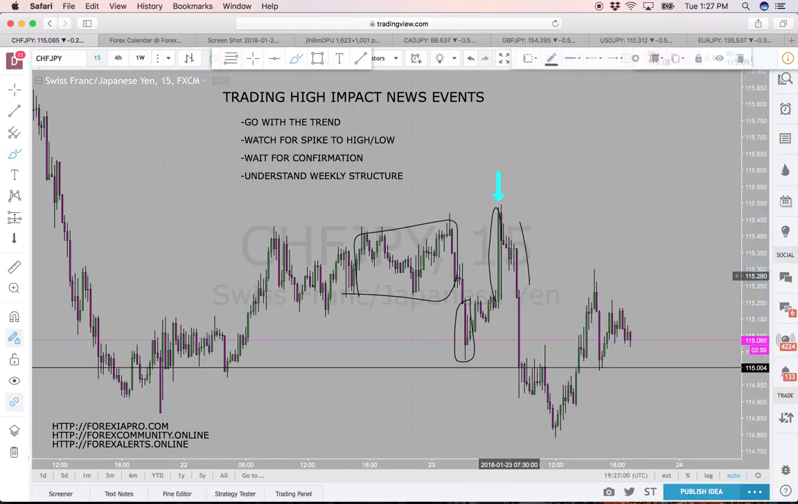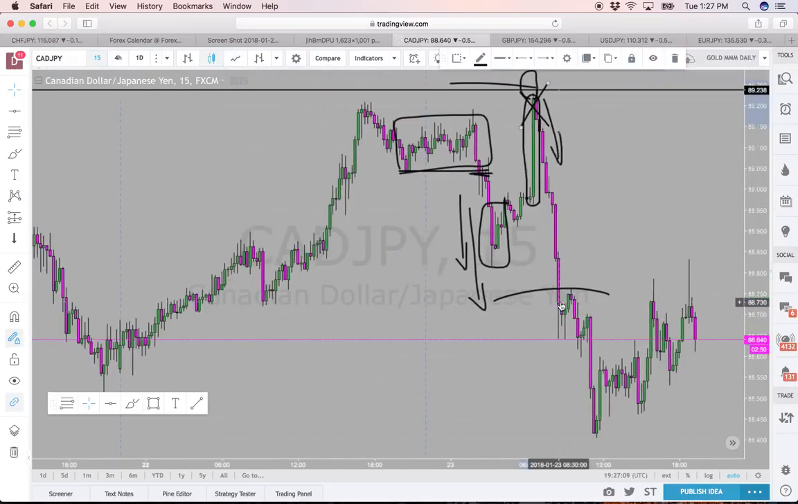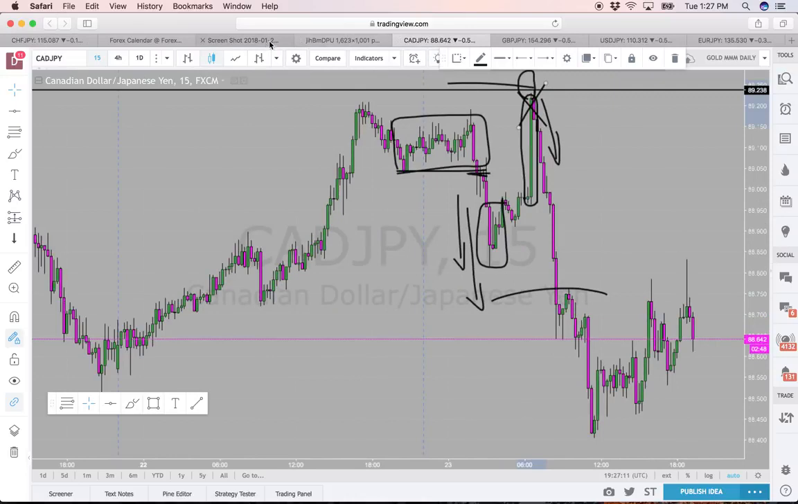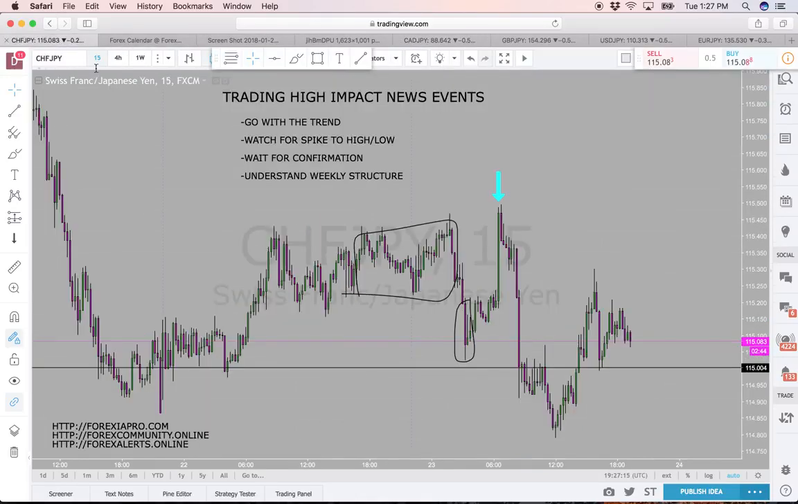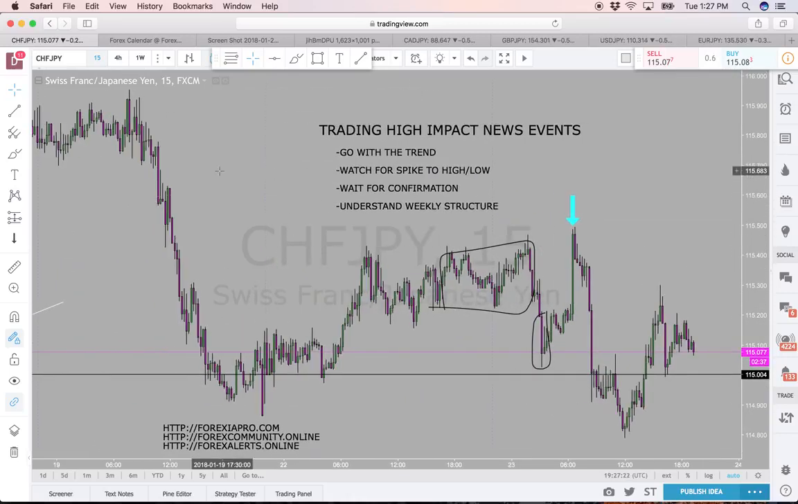And now, a key important factor happened that I don't believe happened on any other JPY pair. Yet it happened on CHF JPY, and it basically gave the entire move away. What is that? What do we see here on this chart? This goes here, understanding the weekly structure of the market.